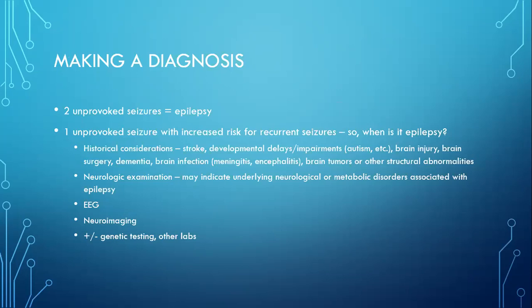There may be things on the neurologic examination that your doctor discovers that make them concerned about an underlying neurological disorder that is associated with epilepsy. So that might be something. And then there's some key diagnostic tests that we do, and we'll go into those in more detail, including the EEG and then neuroimaging. And then depending on the particular patient, sometimes we use things like lab tests or genetic testing to help us with the diagnosis.